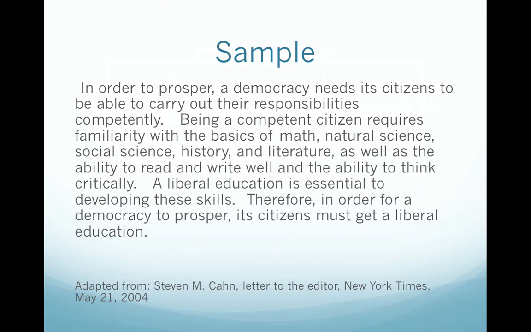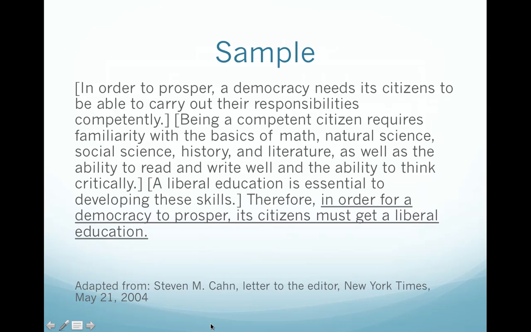In order to prosper, a democracy needs its citizens to be able to carry out their responsibilities completely. Being a competent citizen requires familiarity with the basics of math, natural science, social science, history, and literature, as well as the ability to read and write well, and the ability to think critically. A liberal education is essential to developing these skills. Therefore, in order for a democracy to prosper, its citizens must get a liberal education. So, pause the video and put brackets around the premises and underline the conclusion.